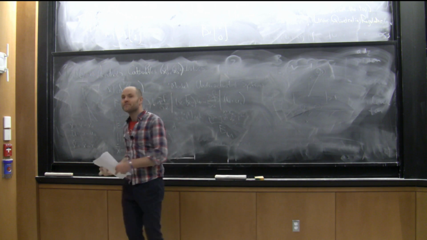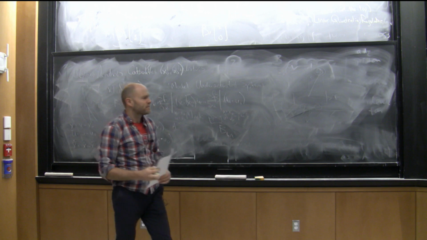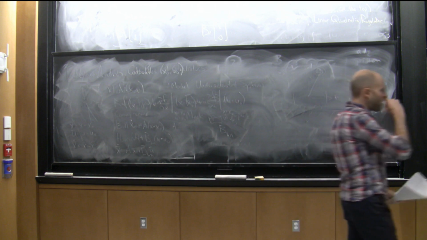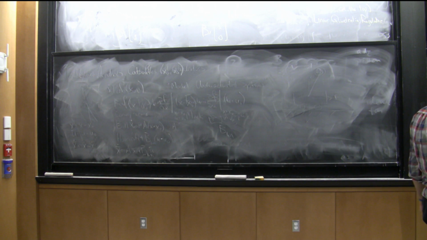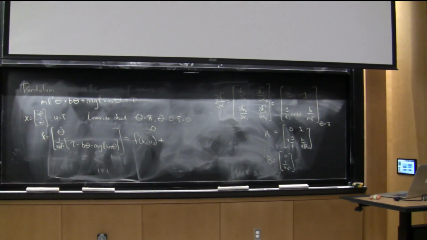Should the element in A be g over l positive? Because that implies negative 1. Oh yeah, thank you. Cosine of this is negative 1, yes. Good call. That would change the answer.